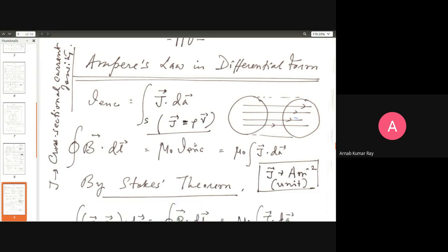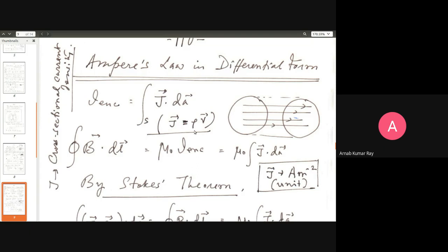What is the unit of rho? Charge density will be coulomb per cubic meter. And what is the unit of velocity? Meter per second. So coulomb per cubic meter into meter per second. Meter per cubic meter will give you per meter squared. So coulomb per meter squared per second. But coulomb per second is current, ampere. So we are writing it as ampere per square meter. So this is what it is. But I'll get into the detailed discussion of this formula later, not now.